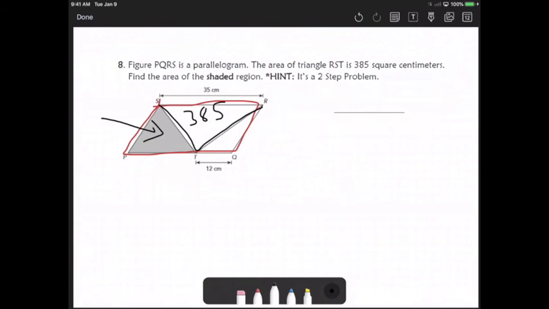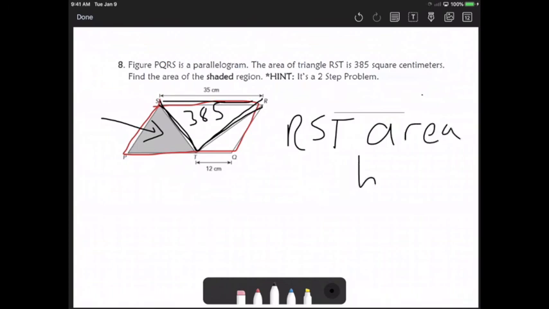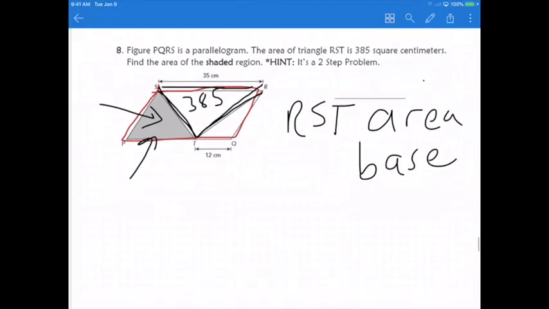It's 2 steps, and I'm going to give you a hint. So this triangle here, the RST triangle, what you do know is the area, and you do know the base. So you know the area and you know the base. So see if you could, that helps you solve for this shaded region. All right, pause and hit play when you're ready.